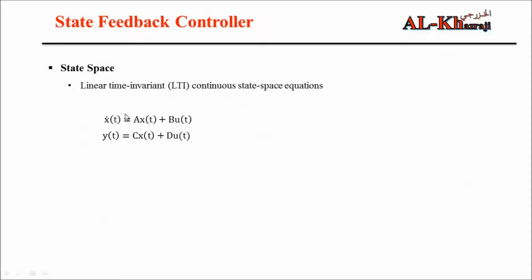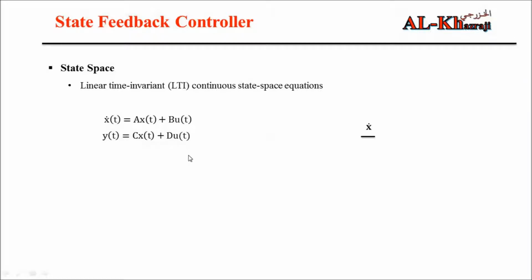Now, the two equations of the system based on the state space model are the dynamics of the system, which is x dot = Ax + Bu, where the t just represents that this is changing with time, and the output y = Cx + Du.